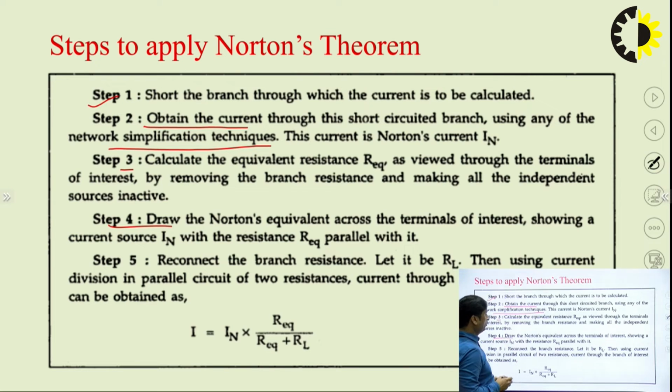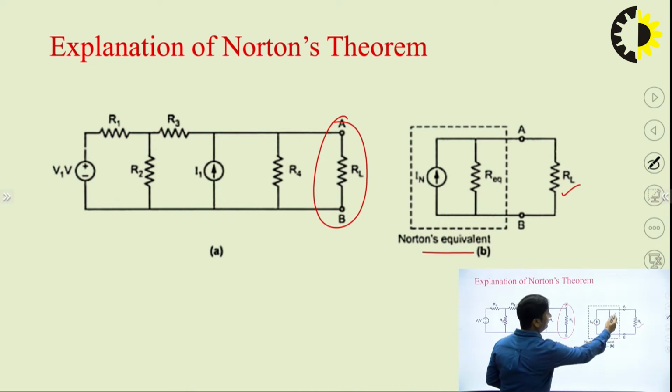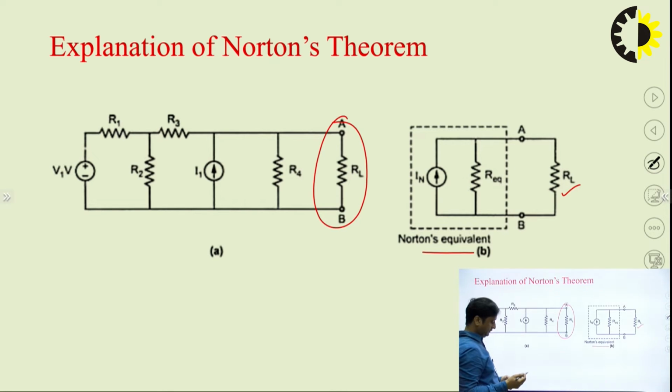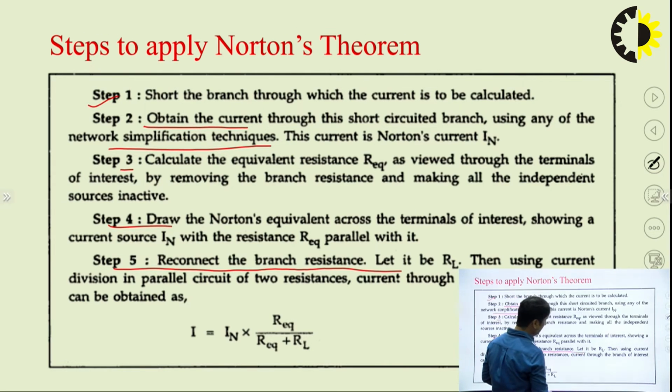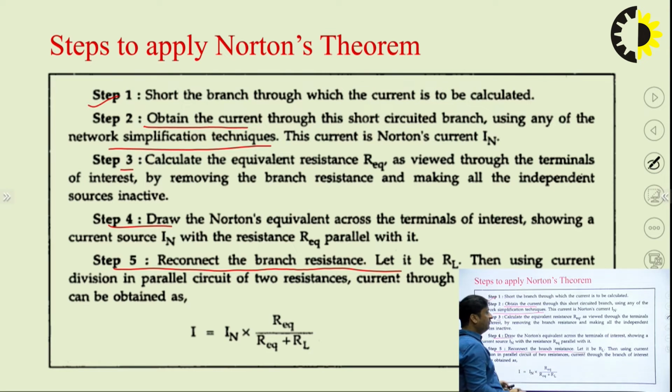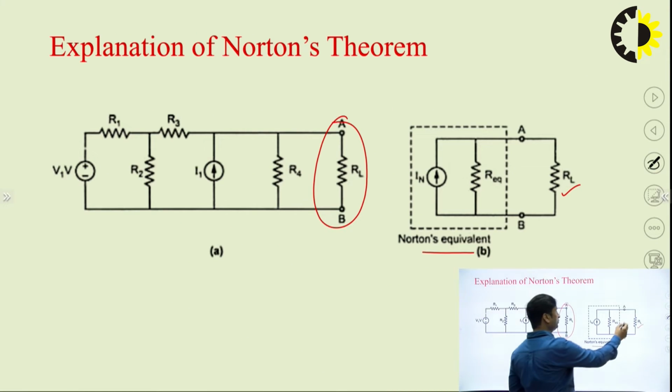Step 4: draw the Norton equivalent across the terminals of interest. We all know this is the Norton equivalent circuit, and then we connect the load resistance to it. Then in step 5, we again connect the branch resistance, suppose it is RL, and when we connect it we can easily calculate the current through that branch.